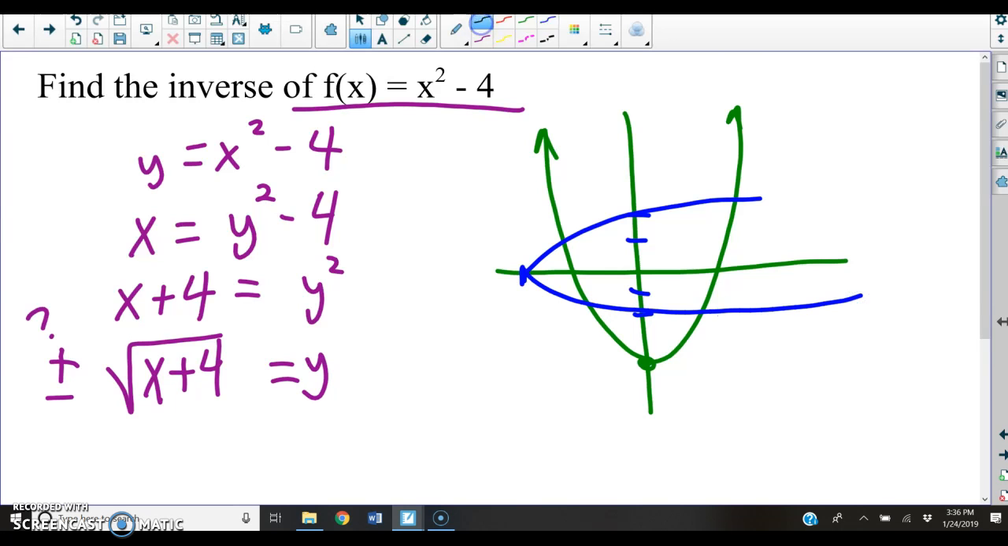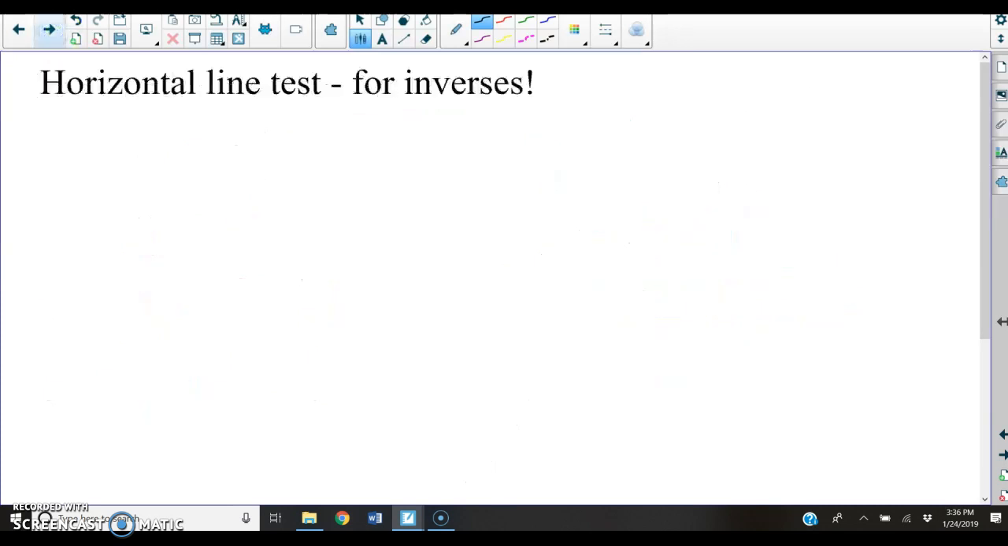So do you see that that's going to reflect, and I did do a great job with my intervals there, but do you see how that reflects across that? But the blue is not a function. Okay, the blue is not a function. The green is, but the blue is not a function because it fails the vertical line test. So when we look at if a function has an inverse or not, what we need to check is, does it pass the horizontal line test?